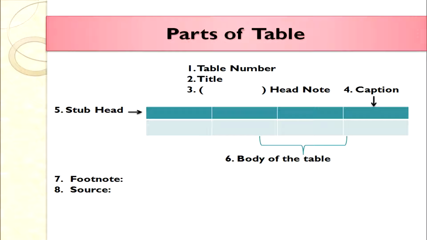Then comes caption. Then comes subheads. And we can see over here the body of the table, the most important thing where all the information is. Next, footnote, just below the body of the table. After that, source. So, how many parts of the table are there? There are 8 parts of the table. Now, we are going to discuss them in detail.